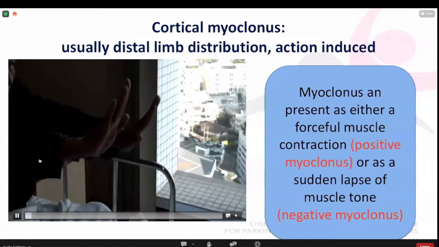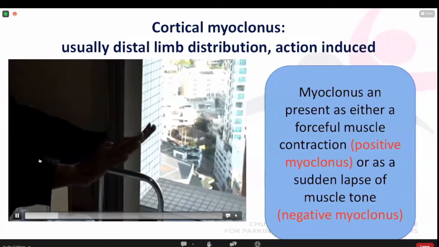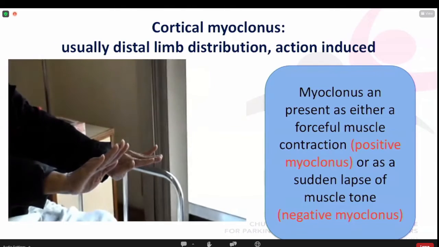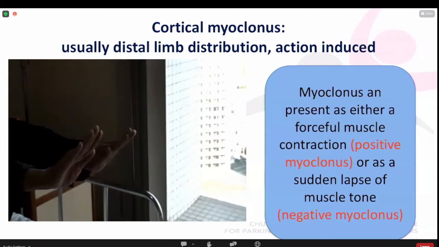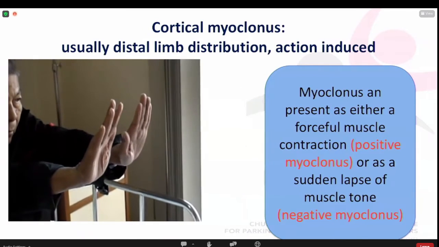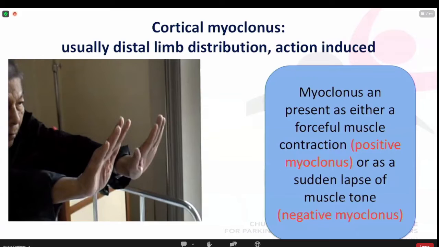So this is an example of cortical myoclonus, which is usually in the distribution of the distal limb and action induced. This patient has hepatic encephalopathy, and when he stretches out his arm like this, he has a postural lapse, which is called negative myoclonus.